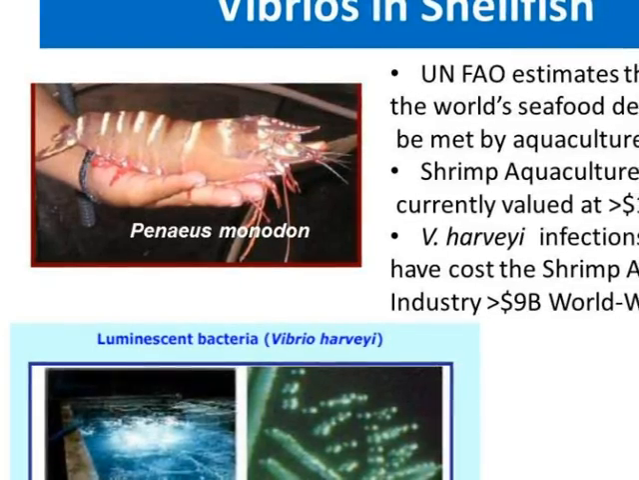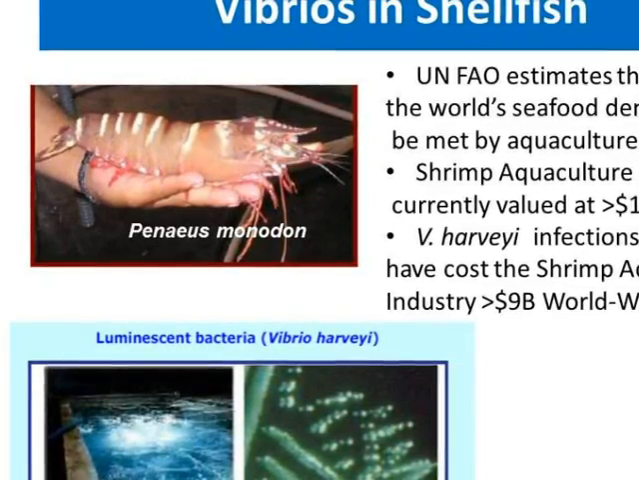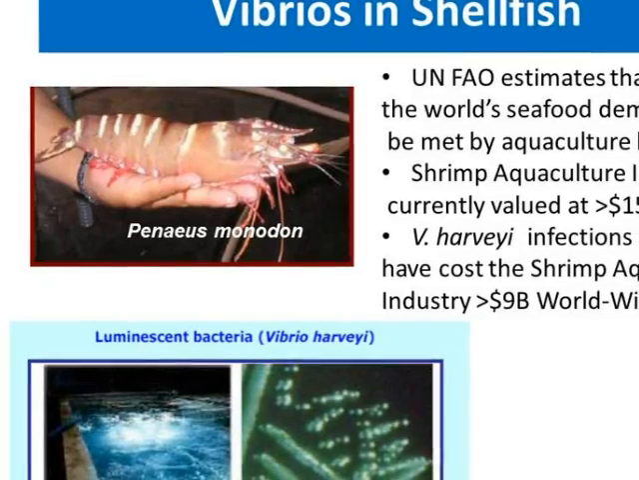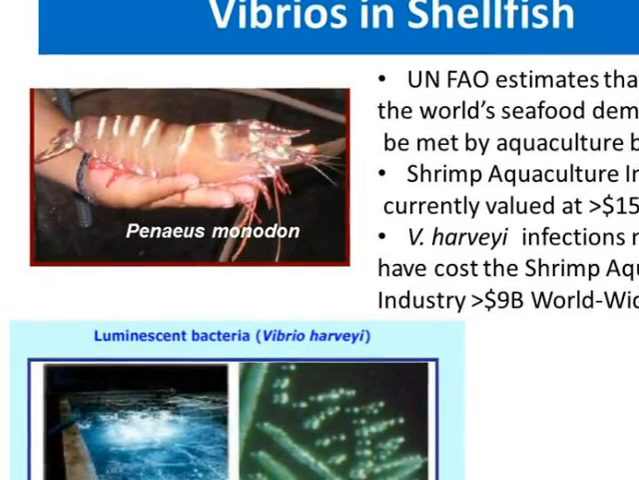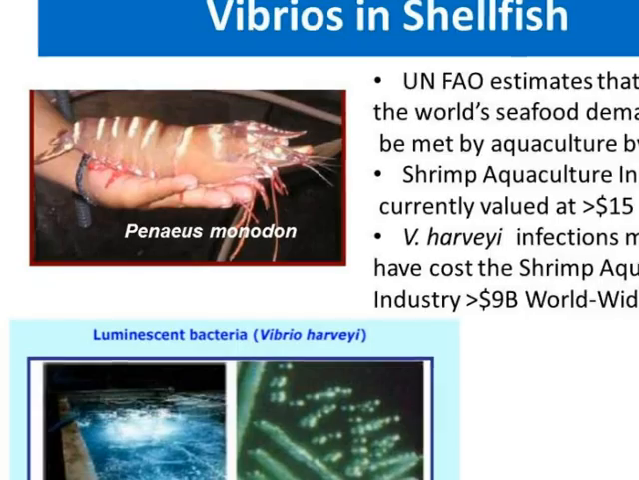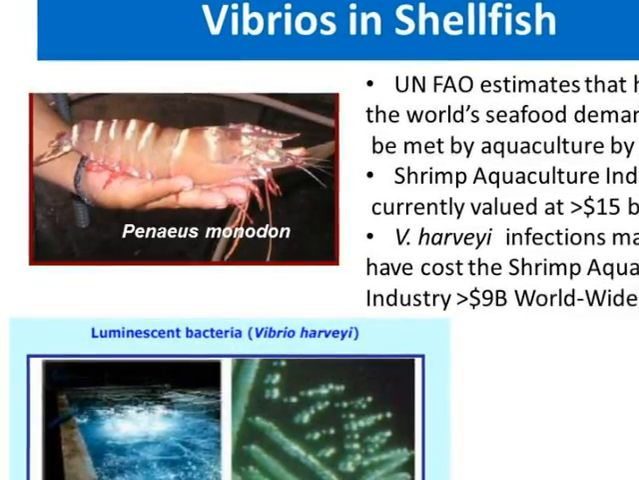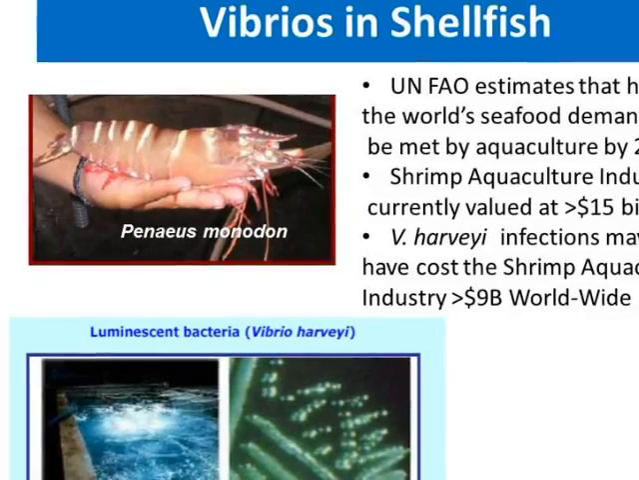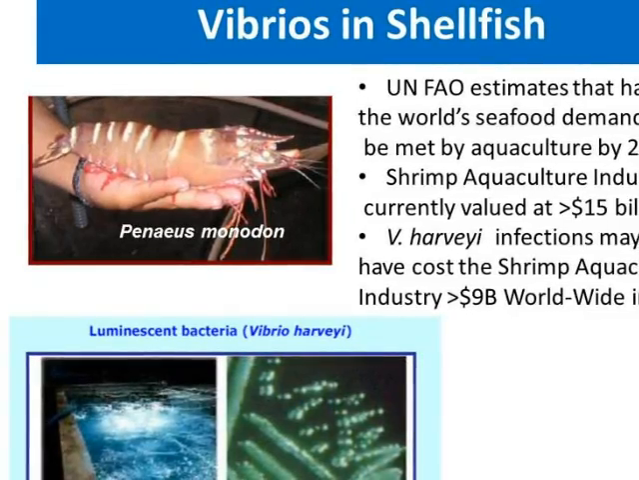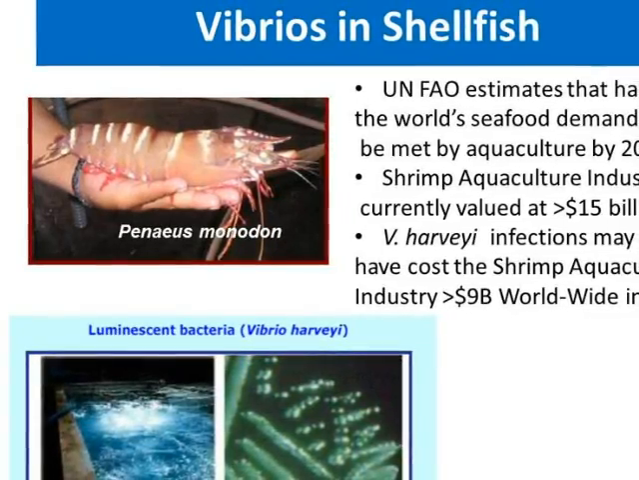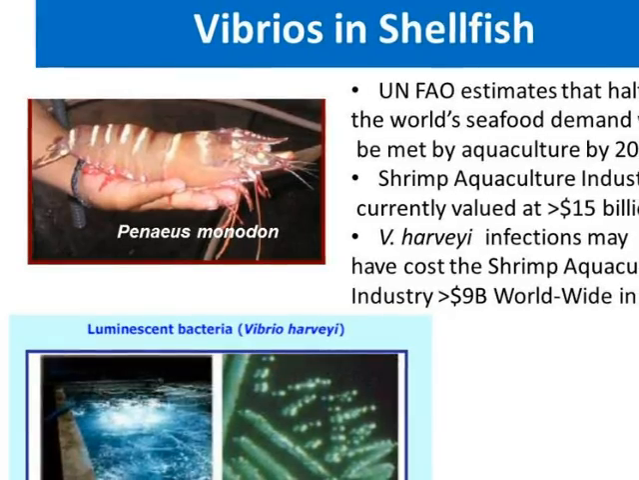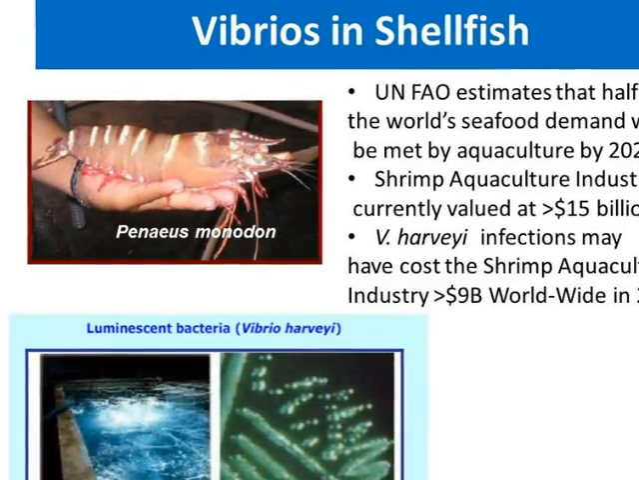This is Penaeid shrimp, one of the Penaeid shrimp that is cultured in aquaculture. It's over a $15 billion industry worldwide, and one of the Vibrios that we see causing infections in shrimp is Vibrio harveyi. It causes this white spot disease, and this is what the Vibrio harveyi looks like.